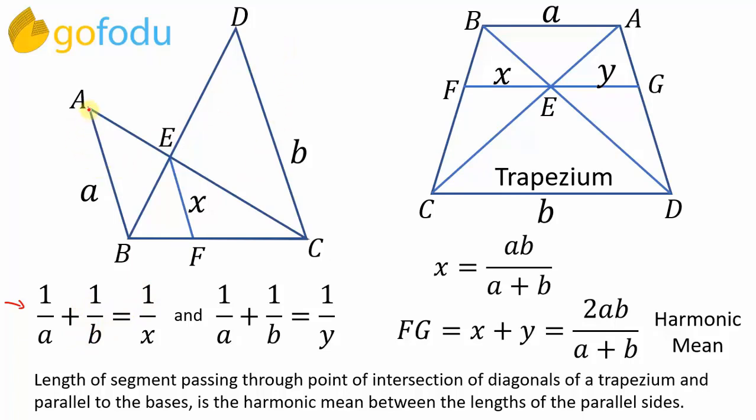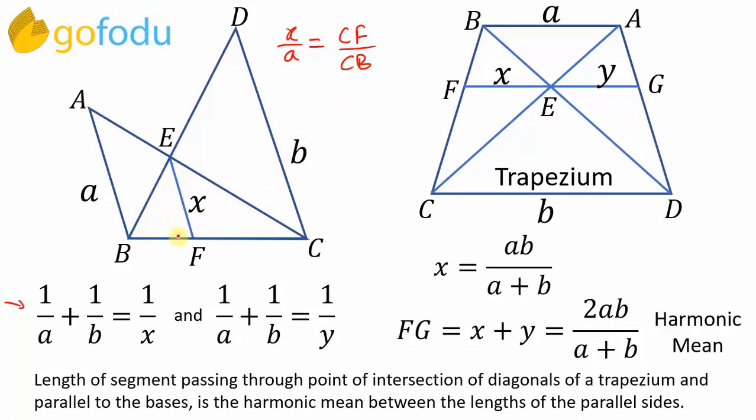We will consider this triangle ACB first. In triangle ACB, EF is parallel to AB, so triangle ECF is similar to triangle ACB. This small triangle will be similar to this bigger triangle. In that case, EF upon AB is x upon a, which will be equal to CF upon CB. The ratio of corresponding sides in similar triangles is equal.